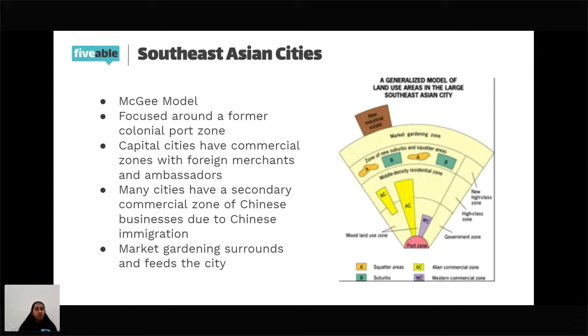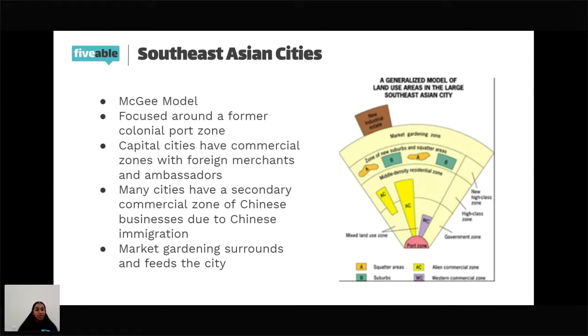And market gardening, this market gardening zone on the outside, surrounds and feeds the city. And within that there's, of course, the suburbs and middle class housing and lower class housing as well. And this port zone, this pink area at the bottom of the picture, does a lot of exports, and it's similar to the central business district that you see in the North American model.